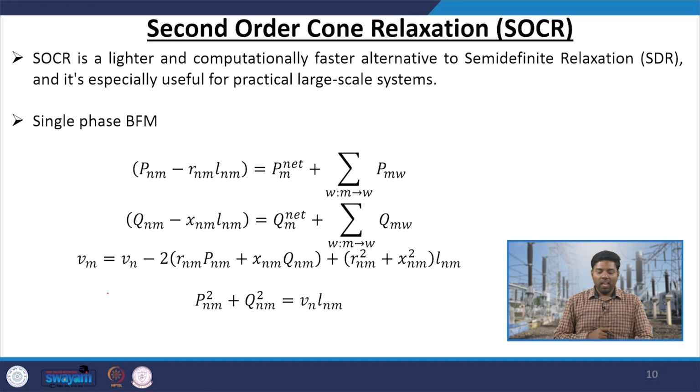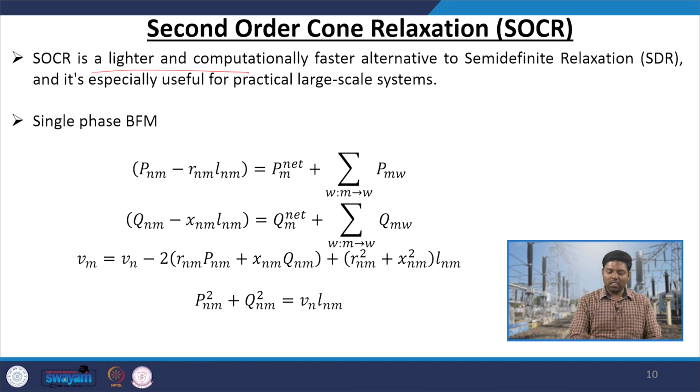Now, come to the next relaxation part, called second order cone relaxation. Second order cone relaxation says you do not need to go with this rank and all these things, because if your system size becomes larger, the matrix size also becomes larger. Dealing with a very large matrix, getting the rank value out of it, and then checking that rank value is a difficult and complex thing.